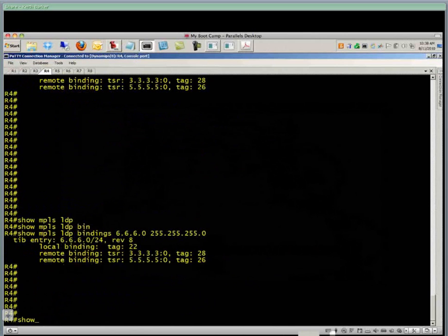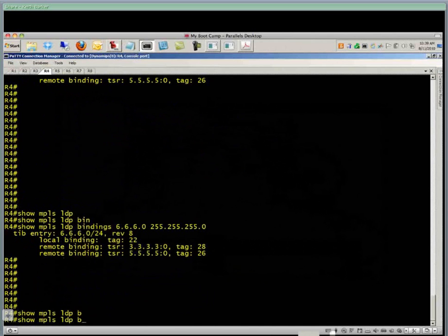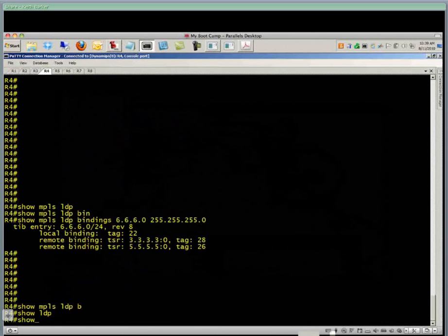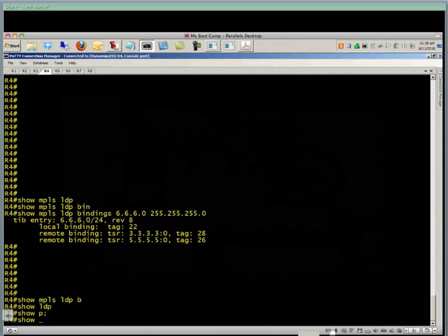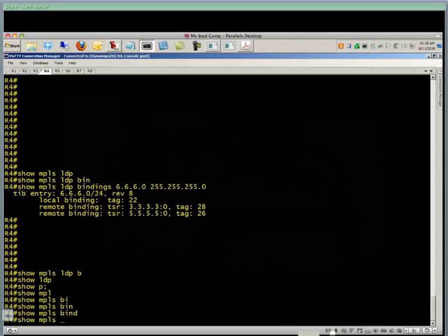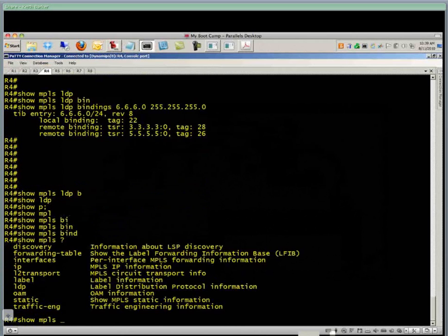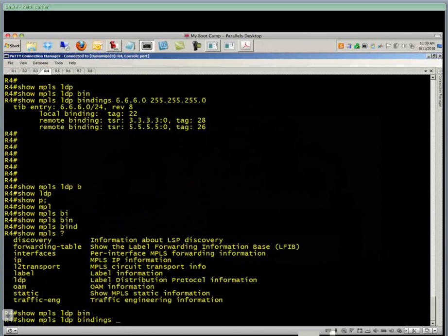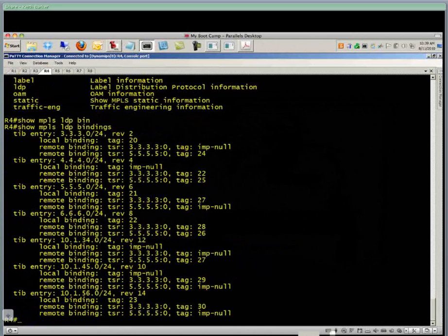And let's do a show MPLS LDP bindings. I just can't type. Show MPLS LDP bindings is going to show us all the current bindings on this specific router. So it's going to consider itself first. So take a look at this.